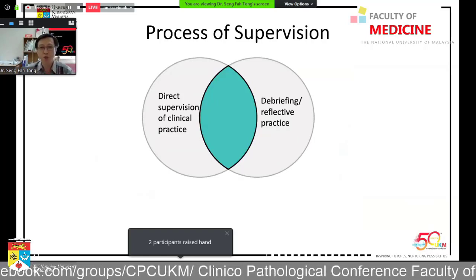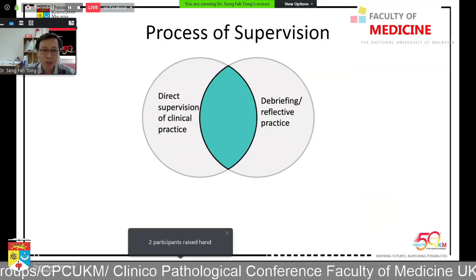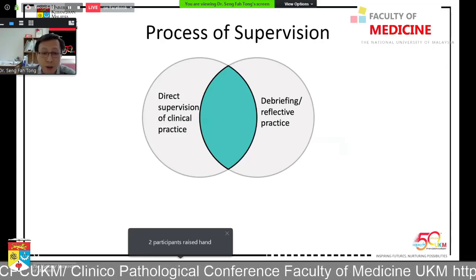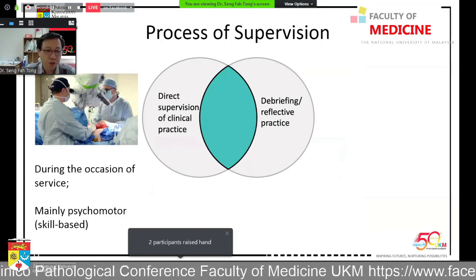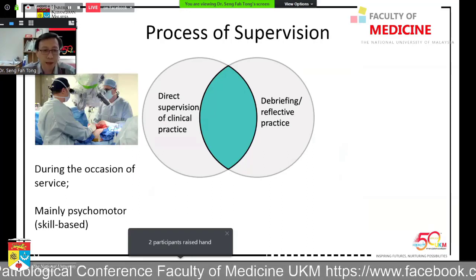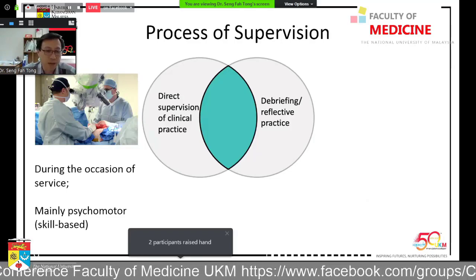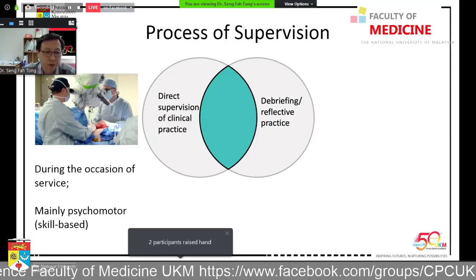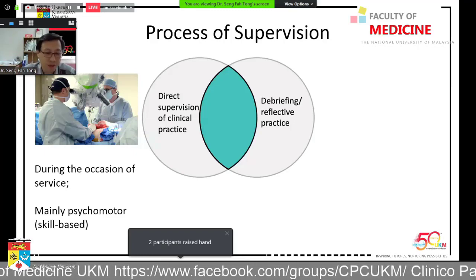Of course, the process of supervision can be direct and indirect. Direct supervision is, of course, on the clinical practice. What we do is on-the-job training. So during an occasion of service, for example, in this particular example, operating in the OT, a supervisor is supervising a trainee in certain procedures, hand-on-hand holding, something like that.